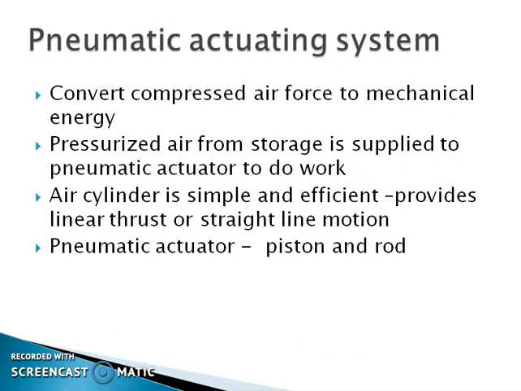A pneumatic actuating system is a type of device that converts the pressure energy of compressed air into mechanical energy to perform a particular work. This actuating system utilizes the pressurized air stored inside the cylinder. There is an air cylinder, which is a simple and efficient device. The pneumatic actuator consists of a piston and a rod moving inside a closed cylinder.